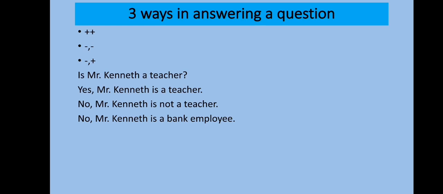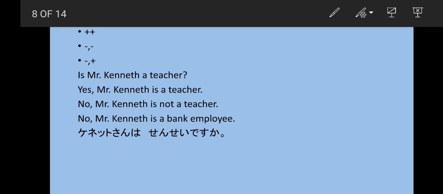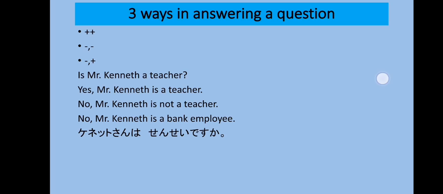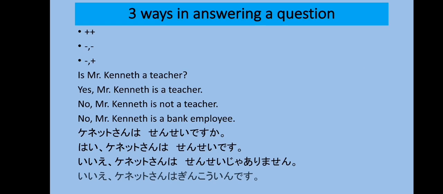So, how do you say yes and no in Japanese? When saying yes, you say hai, H-A-I. When saying no, you say ie. Kineto-san wa sensei desu ka? Hai, Kineto-san wa sensei desu. Ie, Kineto-san wa sensei ja arimasen.